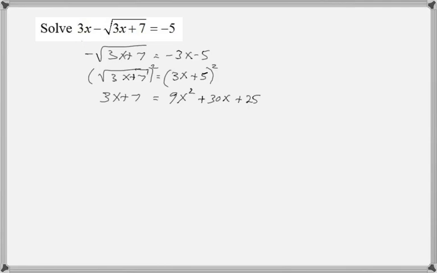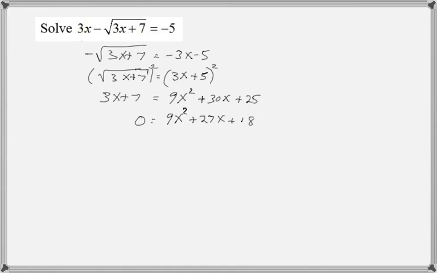And once I've gotten rid of the radicals, I can just solve the equation like I always would. Looking at this equation, it's quadratic, so I want to set everything equal to 0. I'll subtract 3x and subtract 7 from both sides. So give me 0 is equal to, I'll have 9x squared, and 30x minus 3x is 27x. And then I've got 25 minus 7 from both sides. 25 minus 7 is 18.